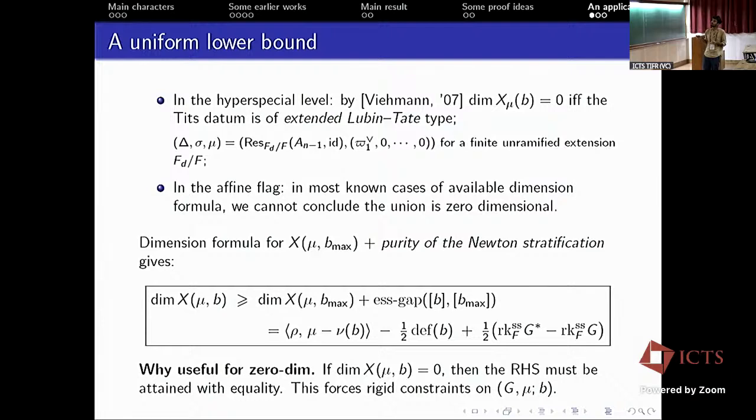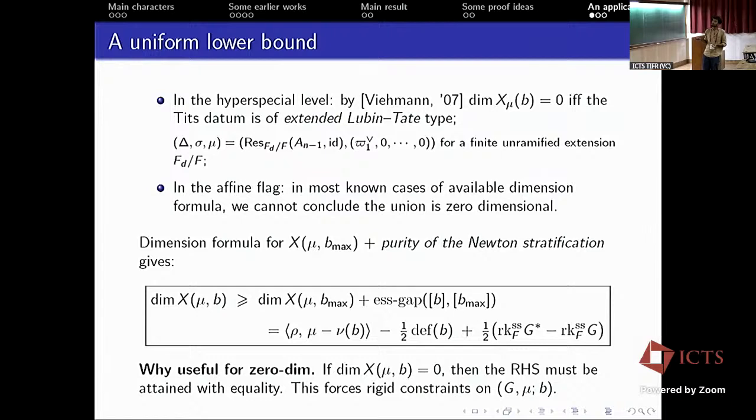And this was achieved because we knew an explicit dimension formula of this guy. So you sort of set it equal to 0, and then you do something with it. However, in the affine flag, we do not have a dimension formula, right? So we have some approximation to whatever this is. And those formulas are helpless in trying to understand when this is zero-dimensional.